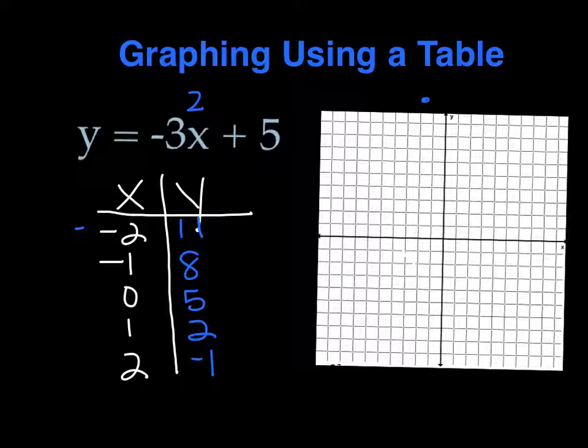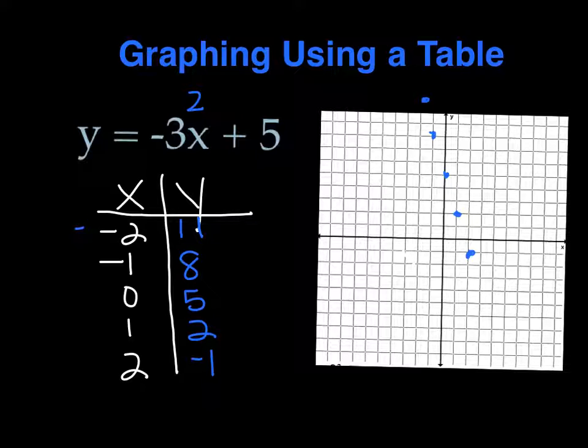So next I'm going to graph -1, 8. So that means going 1 to the left and then up 8. I have a point that sits right there. The next point that I would graph would be 0, 5, which means I do not move anywhere left or right, but I go up 5 on the y-axis, which that point sits right there. And then I have 1, 2, which means 1 to the right, and then up 2. And then finally I have 2 to the right and down 1.